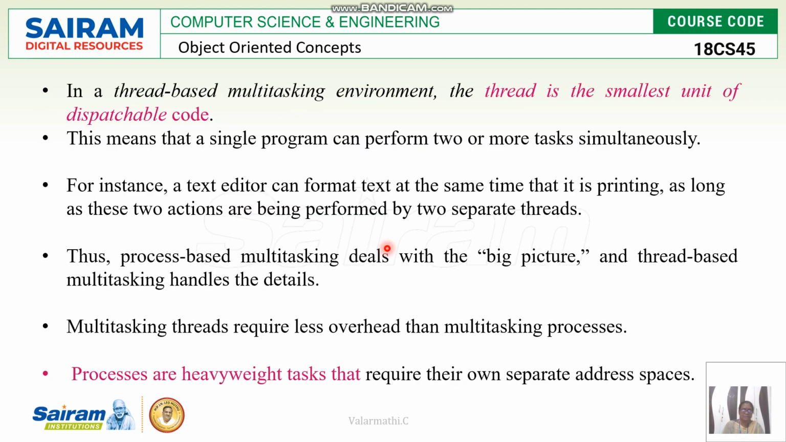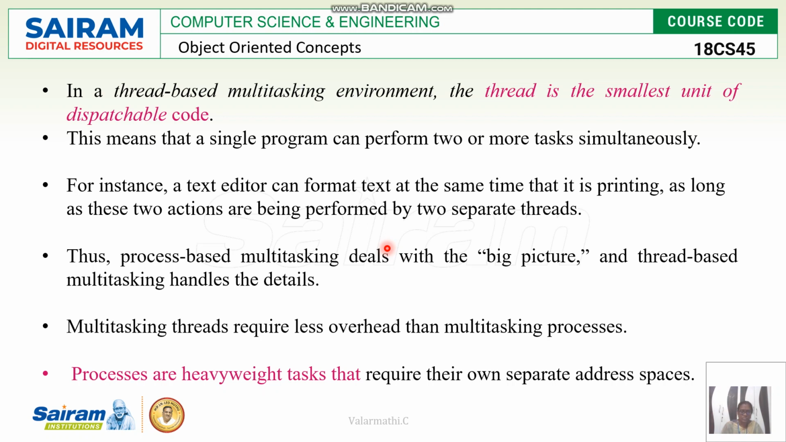And in thread-based multitasking, normally the thread is the smallest unit of dispatchable code. It is the smallest piece of code. So what will happen? The program will be divided into the smallest pieces of dispatchable code, so that they will be executed in a simultaneous way. So that is what is called multi-threading.